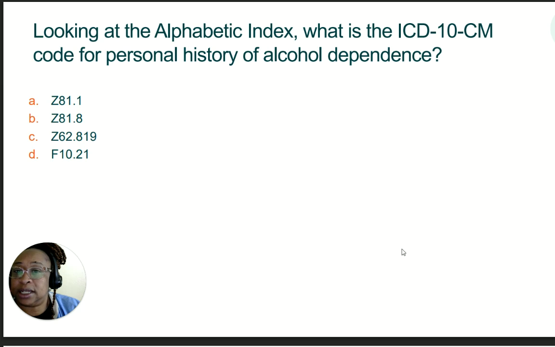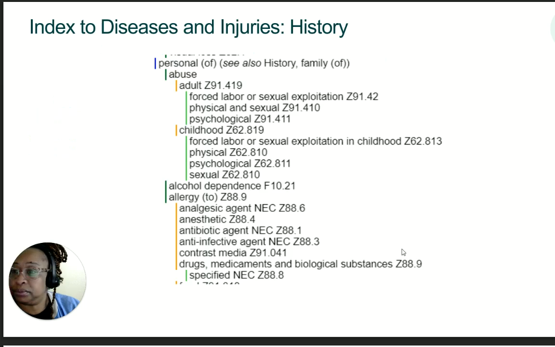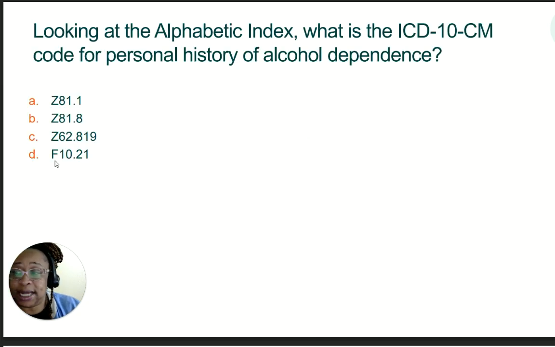Looking at the alpha index, what is the ICD-10 code for personal history of alcohol dependence? So when we looked at that category, let's just go back for a second. This says personal history of alcohol dependence. So when we go to history and personal, and we have here alcohol dependence, it shows that in the index, it takes us to F10.21. So going back to that question, it's going to be D, F10.21, personal history of alcohol dependence.